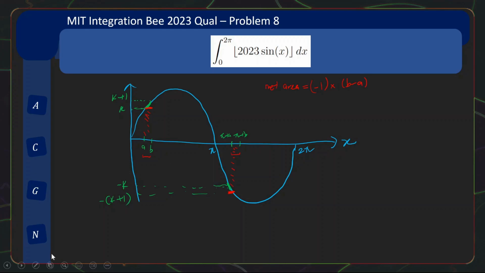So now what you do is you consider all segments across from 0 to pi. If you match with the corresponding segment from pi to 2 pi, the corresponding segment will always be 1 more negative than the earlier segment. So what this means is that the answer is just minus 1 times pi, which is minus pi.